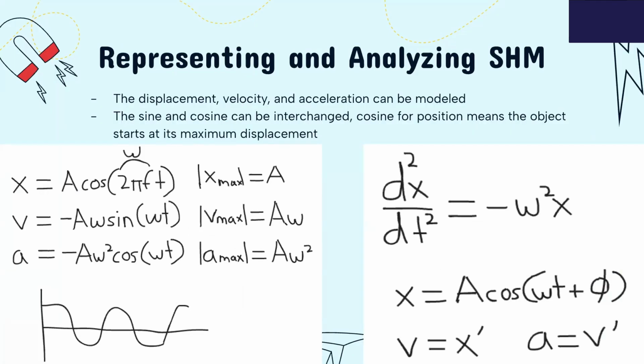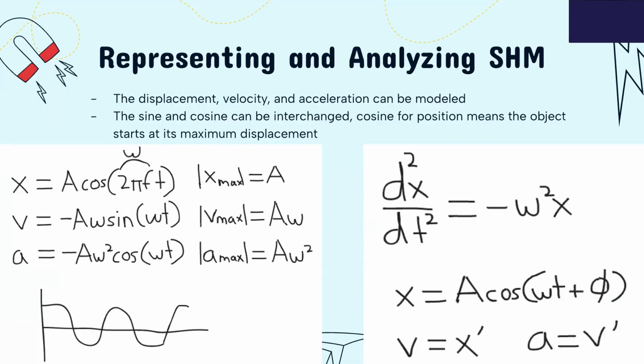Okay, so how do we analyze simple harmonic motion? The displacement, velocity, and acceleration vectors can all be modeled. The sine and cosine can be interchanged in the equation that I wrote below. So x is equal to a cosine 2 pi ft. And we mentioned on the previous slide, 2 pi f equals omega.